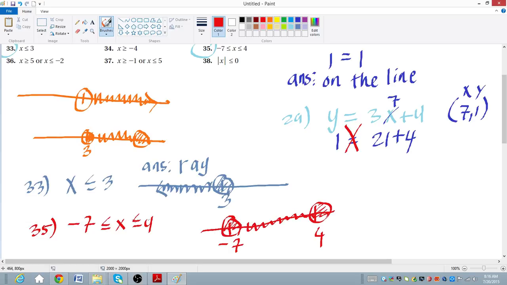So this is a line segment. So the answer for number 35 is a segment.